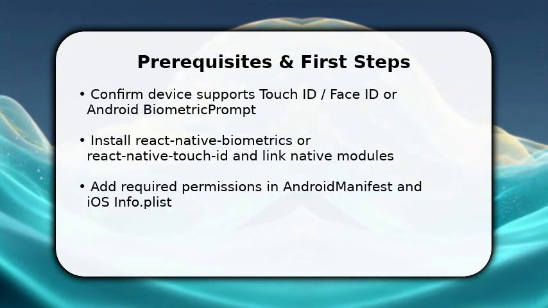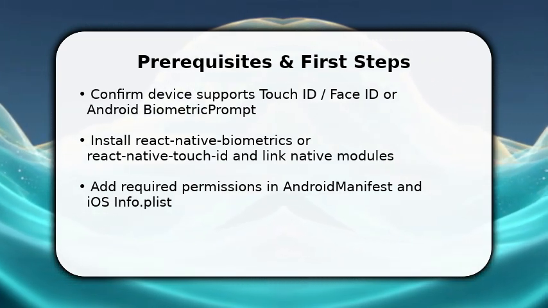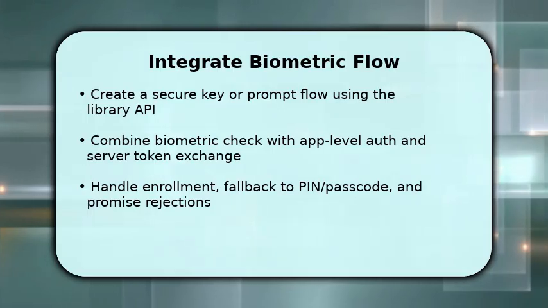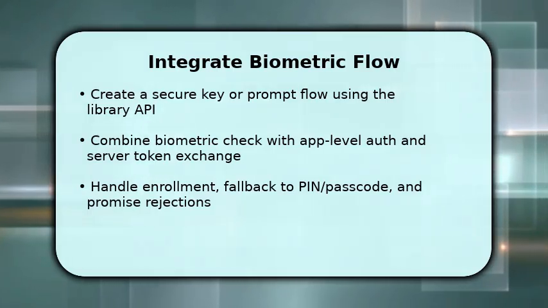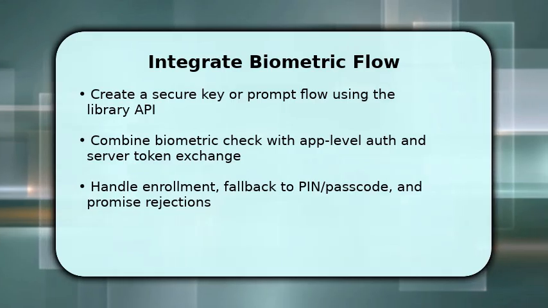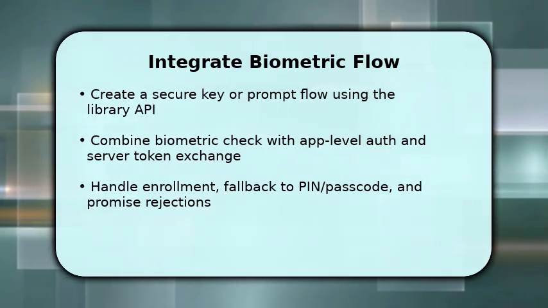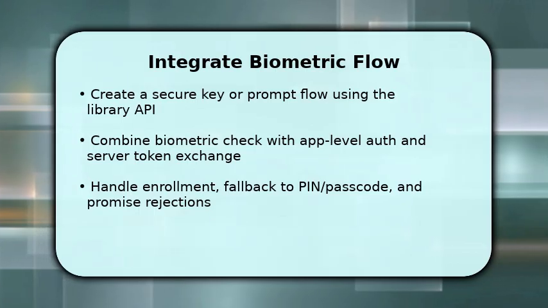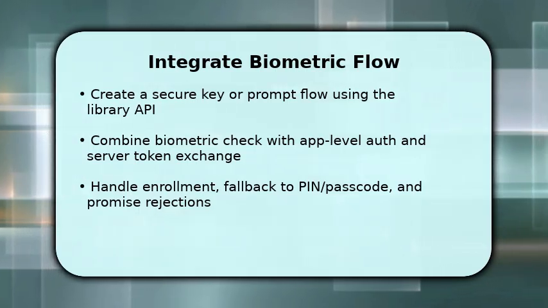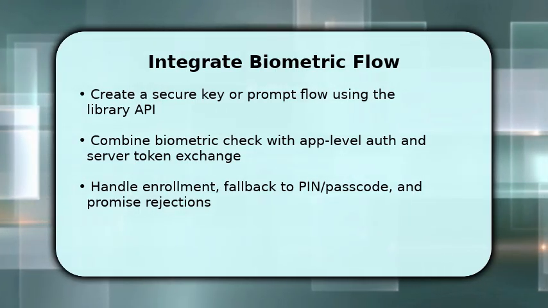You now implement the core flow. Check for biometric availability, then create or retrieve a secure key or use local prompt calls. Use the library to prompt the user, then sign a nonce or decrypt a stored token. This lets you verify identity locally and with your backend.